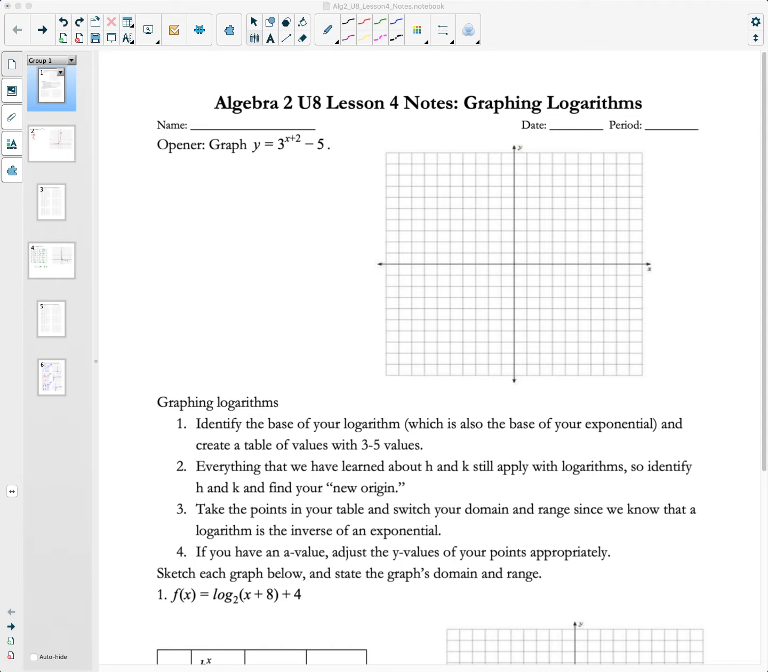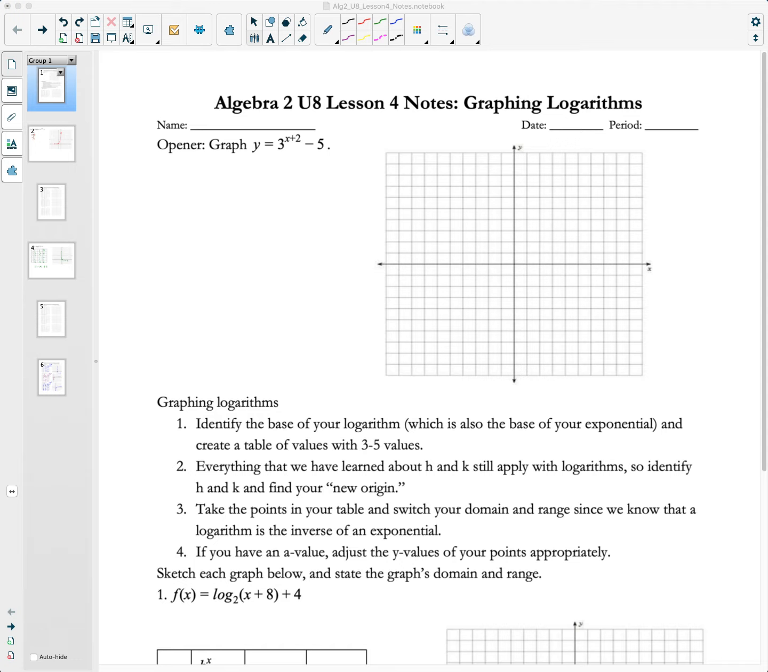All right, so what we want to do today is continue our discussion on logarithms. In the last lesson, we introduced you to logarithms, some of the properties of logarithms, and how they were related to exponential functions. And what we want to do today is take that knowledge that we've built on and learn how to graph our logarithmic functions. All right, and what we're going to do is, once again, use that connection to exponentials to help us with that process. So what I would like you to do right now is do the opener.